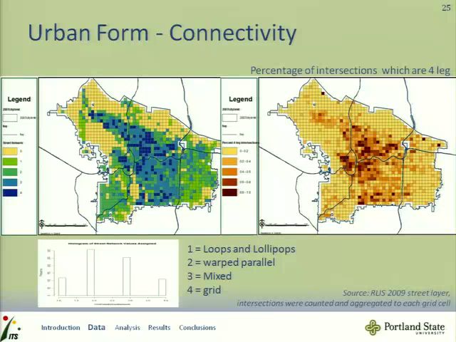But there's also a parameter of what percent of intersections in an area are 4-legged intersections. And it was thought this might be a parameter that would be a good surrogate for this street layout. So I also calculated that and looked at that. And there are some strong similarities in the kind of spatial pattern you see between these 2 different variables.